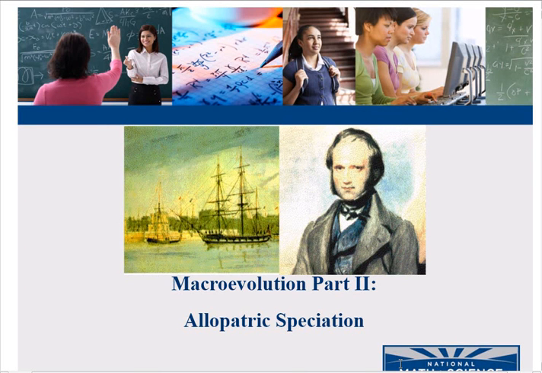Welcome back. We're going to talk about some more macroevolution. Hopefully you're with me for part one. In part one we looked at phylogenies, which were ways to represent the results of evolution, the results of speciation. In this part we're going to talk about mechanisms of speciation. How the heck do we get new species? We're going to talk in particular about a process called allopatric speciation.